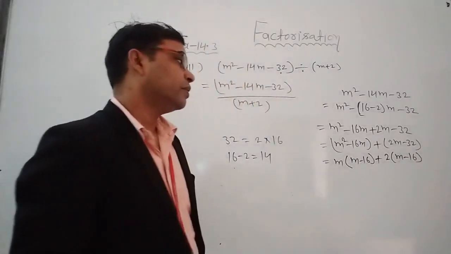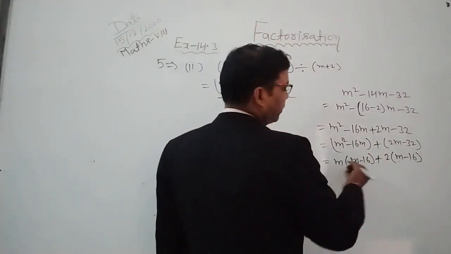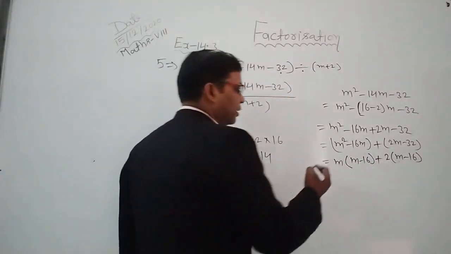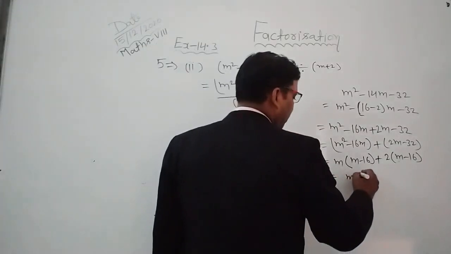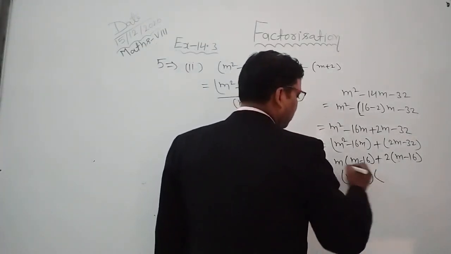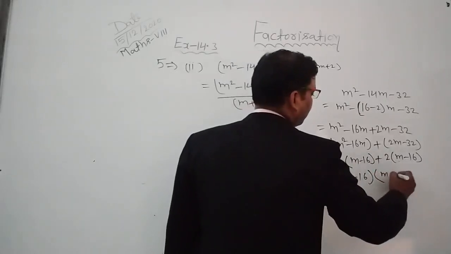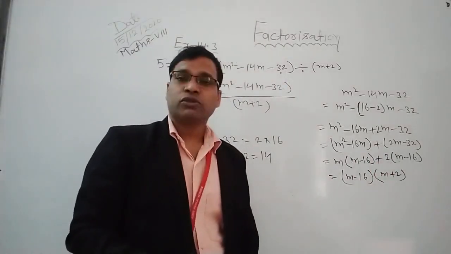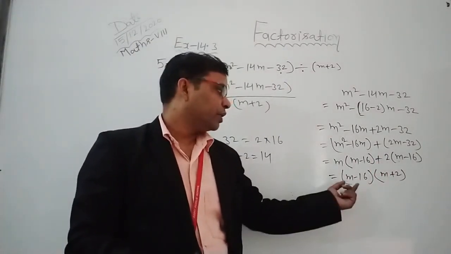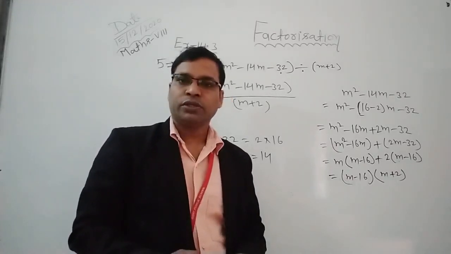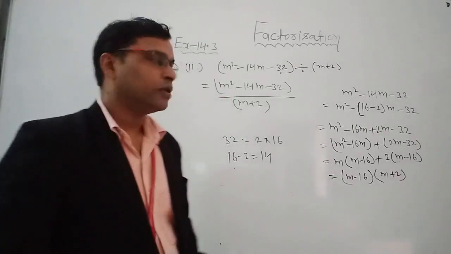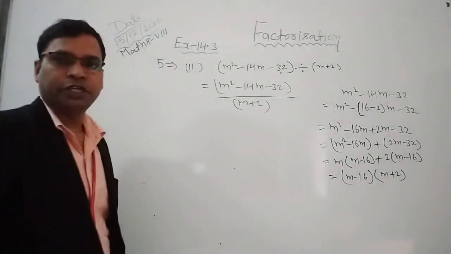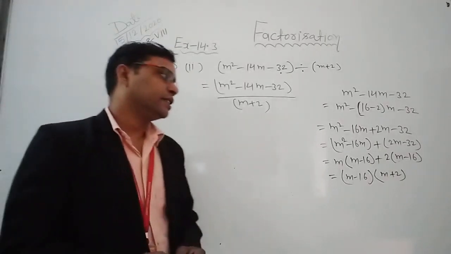Okay. Now, in both the first and second terms, we have m minus 16 common. So we take m minus 16 as common, and here we get m plus 2. So in this way, you can say the factor of m square minus 14m minus 32 is equal to (m minus 16) into (m plus 2). This is clear?